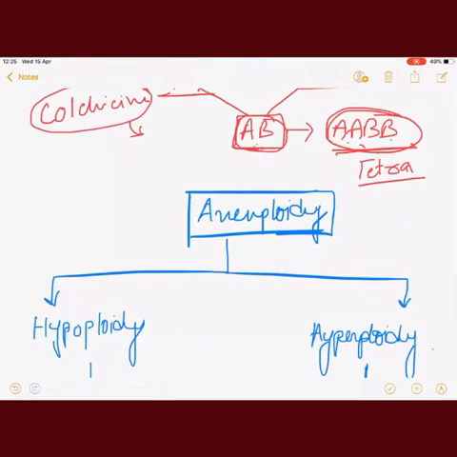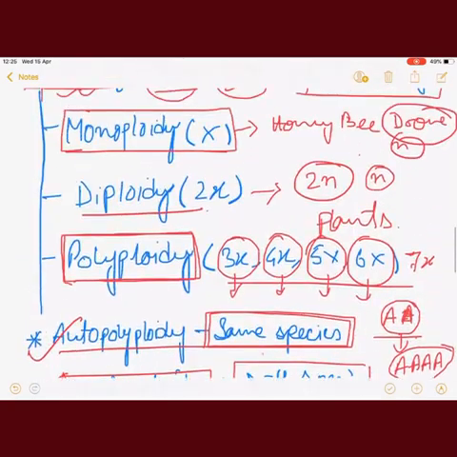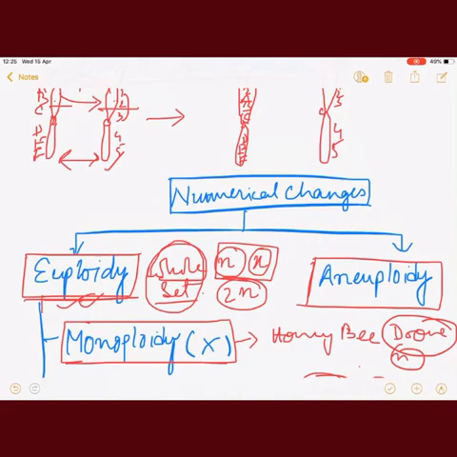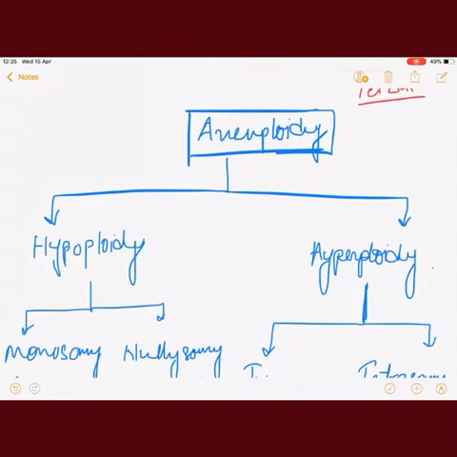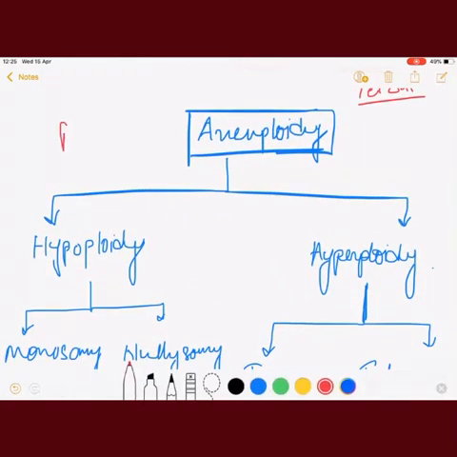So now come to aneuploid. If you remember, the numerical changes are of two types, euploid and aneuploid. Euploid is a change in the whole set of chromosomes, but aneuploid is not about the whole set of chromosomes. Aneuploid is a change in a particular pair of chromosomes. For example, take humans. Humans have 46 chromosomes, and these 46 chromosomes are actually 23 pairs.